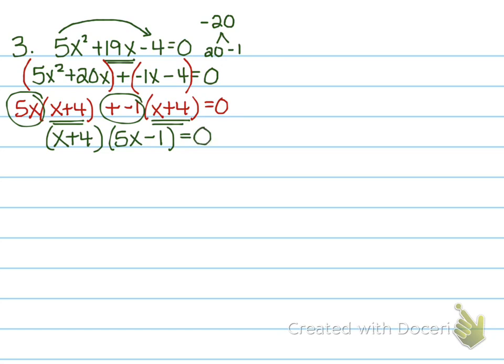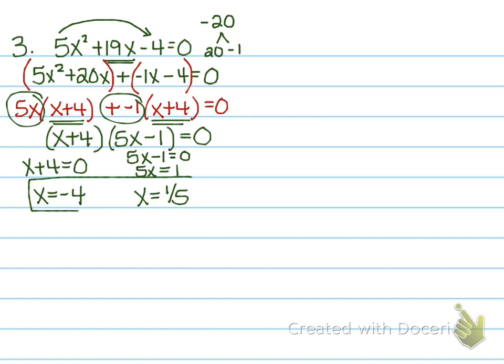So then each of these need to be set equal to 0 and solve. So x equals negative 4. And if we did 5x minus 1 equal to 0, we would have to add that 1, divide by 5, so x equals 1/5. So these are our two solutions for number 3.